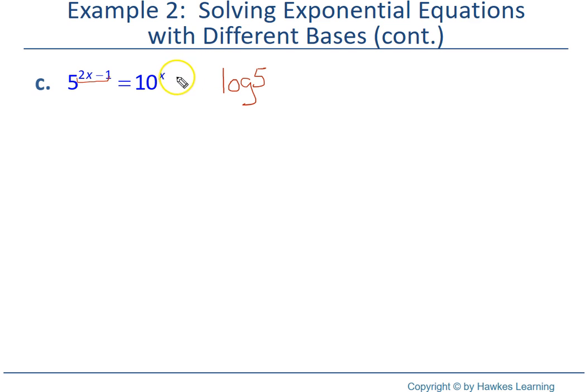So this is going to be 2x minus 1 log 5 equals log. Now here, this is of base 10, remember, that's base 10. This is base 10 of 10. And then we're going to move this exponent that's here, x, out in front.